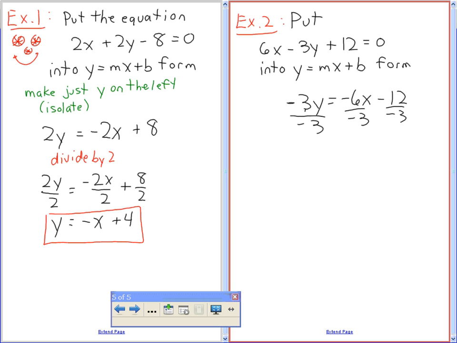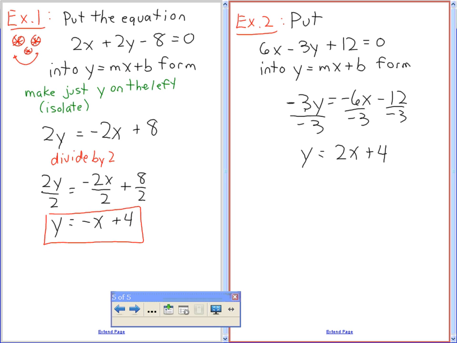What's negative 3 divided by negative 3? 1. So this is just y. And remember, we wanted this to be y, right? Negative 6 divided by negative 3. Go ahead. Negative 2. No. 2. Because a negative divided by a negative switches to positive, right? So it's positive 2x. And then negative 12 divided by negative 3. Go ahead. Yeah, plus 4.